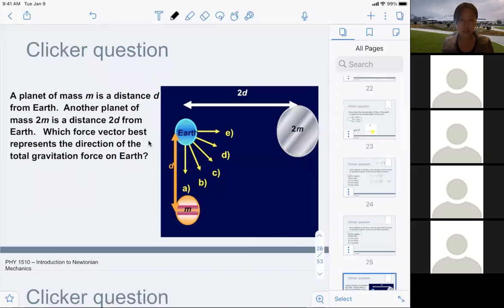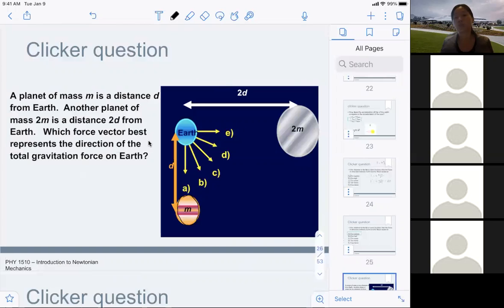Let's take a look at another question. This is very similar to before, but we now have to look at the gravitational attraction from two different sources. Here we are looking at the forces on Earth. Say you have one object with a mass m, another object with 2m, and the distances are d and 2d respectively. When you have two forces together, the overall total force acting on the Earth could be best represented by which of these vectors?